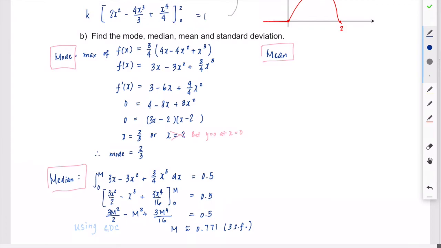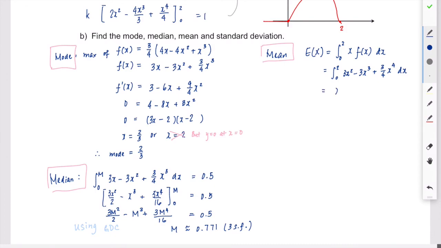And by definition, the mean can be found by using the function x f of x dx. Okay, and we do it from negative infinity to infinity. But of course, for our function, we only need to find it from 0 to 2 when the function is non-zero. Okay, so we already know what f of x is in expanded form. So I need to find this integral by multiplying x into f of x first. So 3x squared minus 3x cubed plus 3 over 4 x to the power 4 dx. Okay, so 1 degree higher for each term.